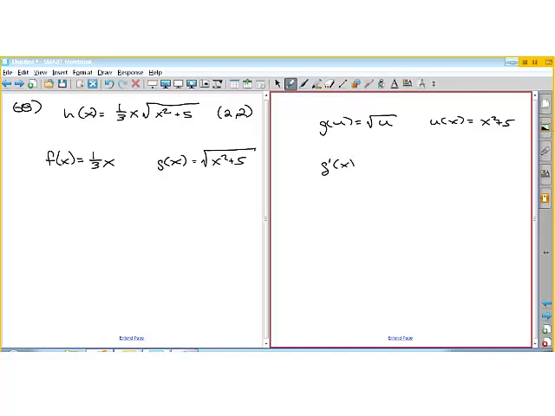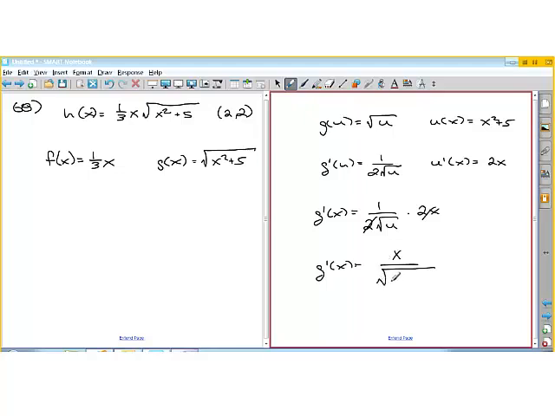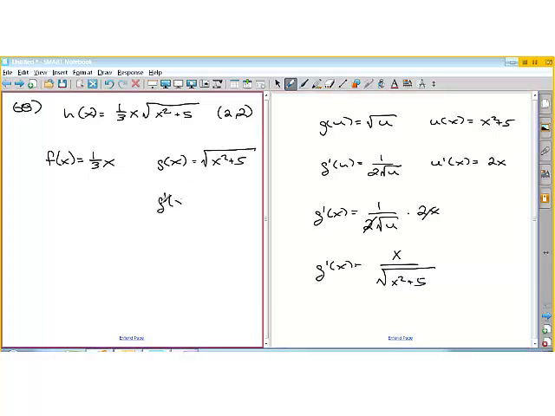We take the derivative of each expression. So g prime of u is 1 over 2 times the square root of u, and u prime of x is 2x. Therefore, g prime of x is equal to g prime of u times u prime of x. Then we plug in u, these cancel out, and we end up with x in the numerator and the square root of u in the denominator. So that's g prime of x. We can go over here and write that in: x over the square root of x squared plus 5, and f prime of x is equal to 1/3.